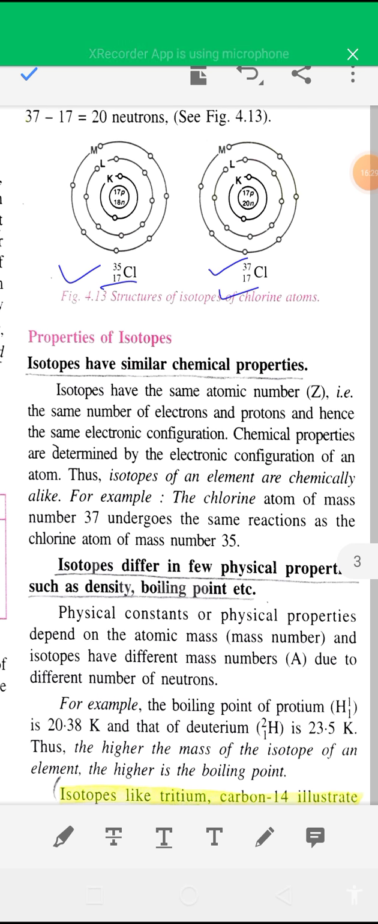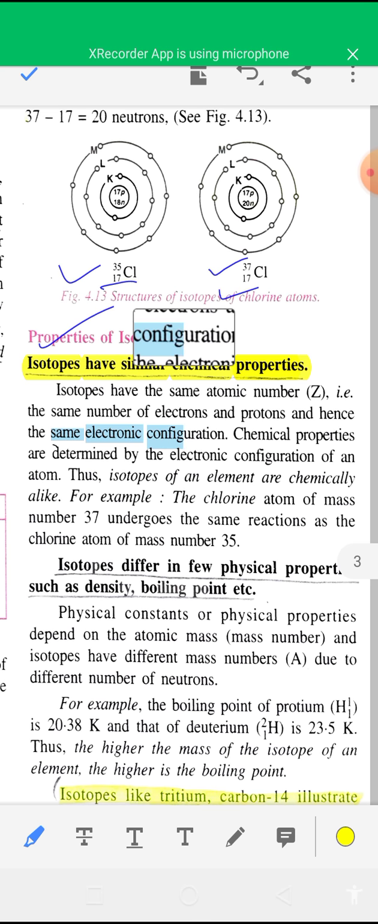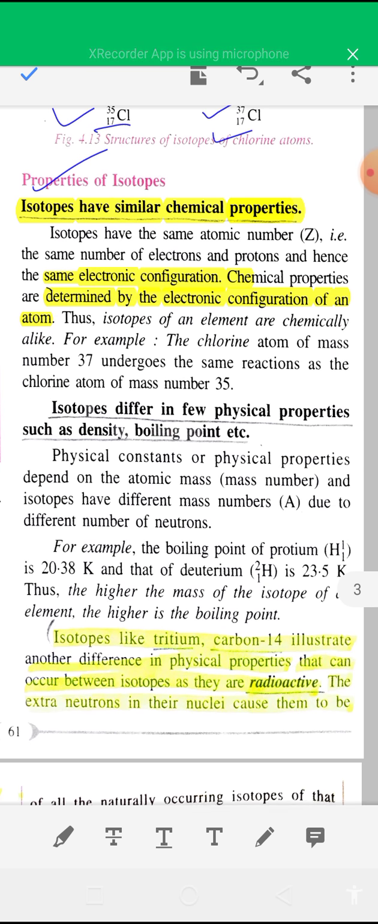Now see, here the properties of isotopes are given. Isotopes have similar chemical properties. This is because isotopes have the same number of protons and the same electronic configuration. Chemical properties are determined by the electronic configuration of an atom. As isotopes have the same electronic configuration, their chemical properties are also the same. But their physical properties such as density and boiling point are different.